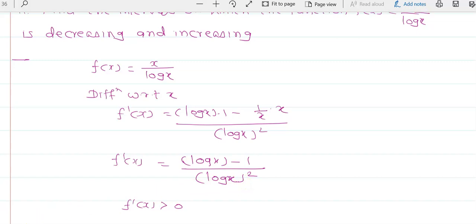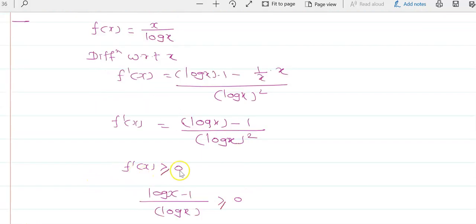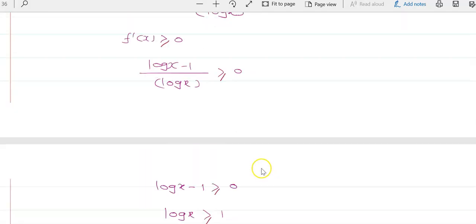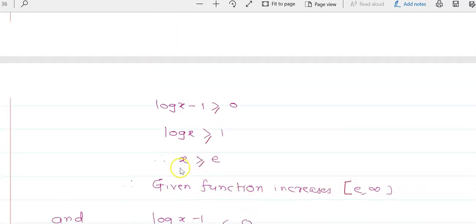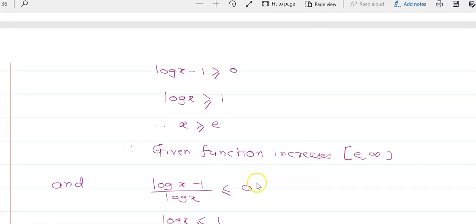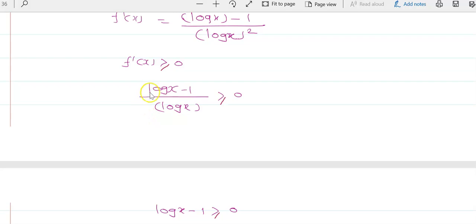Now here for the given function to be increasing, f dash of x is greater than or equal to 0. That is, log of x minus 1 upon log of x bracket square is greater than or equal to 0. Therefore log of x minus 1 is greater than or equal to 0. Log of x is greater than or equal to 1, and hence x is greater than or equal to e, and therefore the given function is increasing in the interval e to infinity, where e is closed.